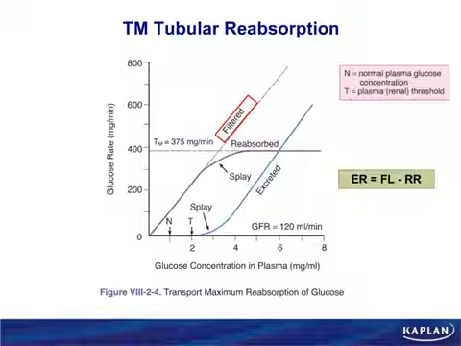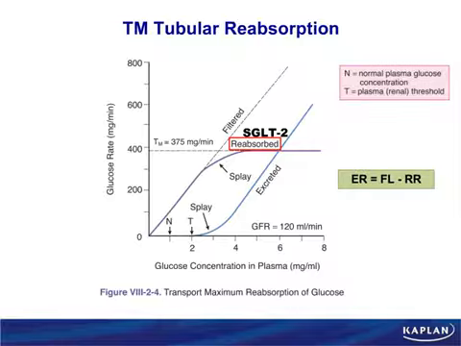The second thing we are graphing is the reabsorption rate. As the plasma glucose concentration increases, the reabsorption rate increases. Now remember, the channels that are responsible for reabsorption of glucose in the proximal tubules are the SGLT2 channels.